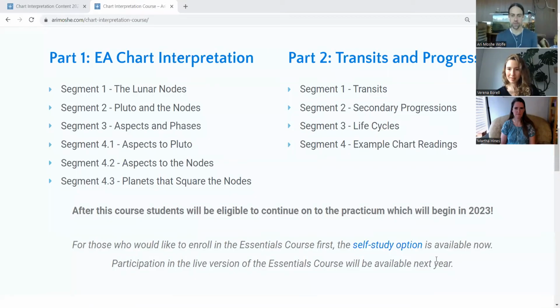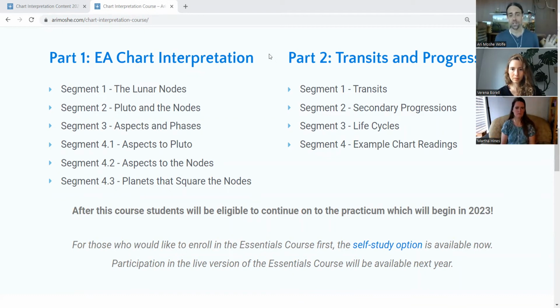So the chart interpretation course has 2 essential components. Learning chart interpretation. It's really all about Pluto and the nodes. Lunar nodes, Pluto and the nodes, aspects and phases, aspects of Pluto, aspects of the nodes, planets that square the nodes. This is the bulk of our learning. Part 2 is putting transits and progressions to that.